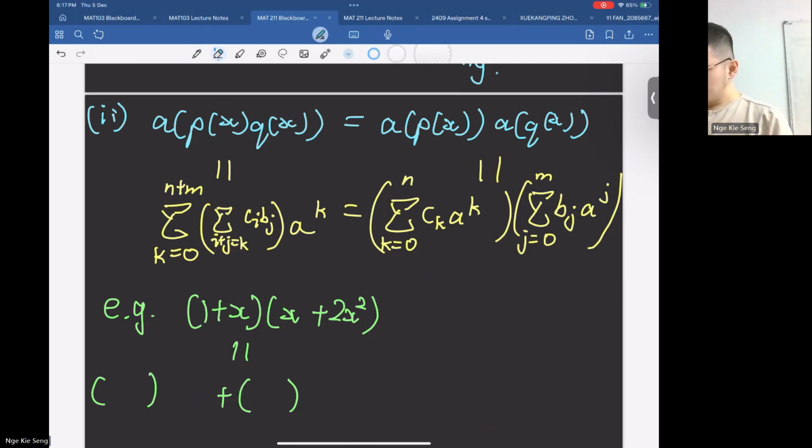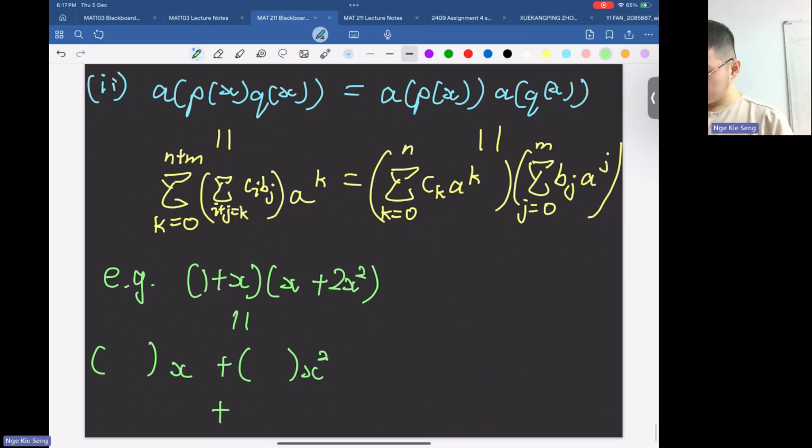You get terms in x. You also get terms in x squared. Anything else? x cubed also. That's all. Okay, good. So how do you figure out the coefficient here? You need to add up all the possible products of coefficients such that when you multiply the monomials, x pops up. How many ways? Only one way in this case, 1 times x here. So in the coefficient there, you only got 1 times 1.